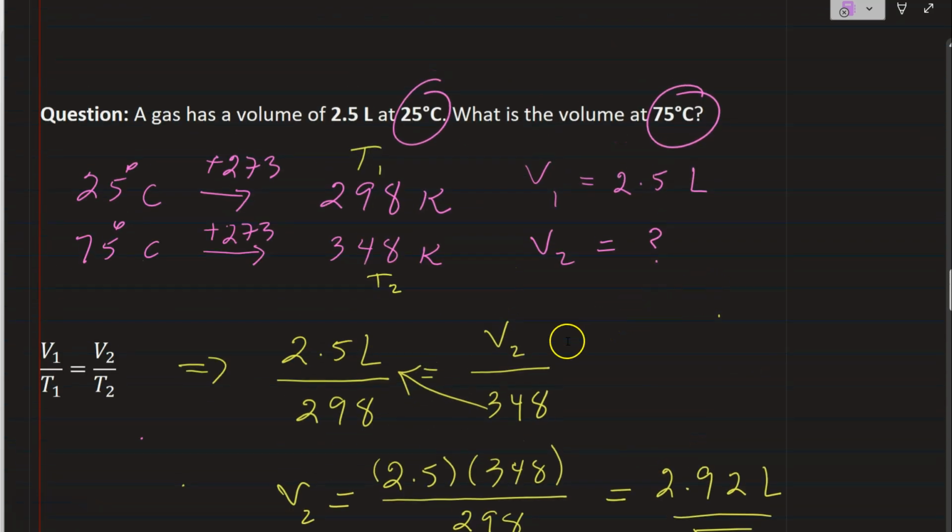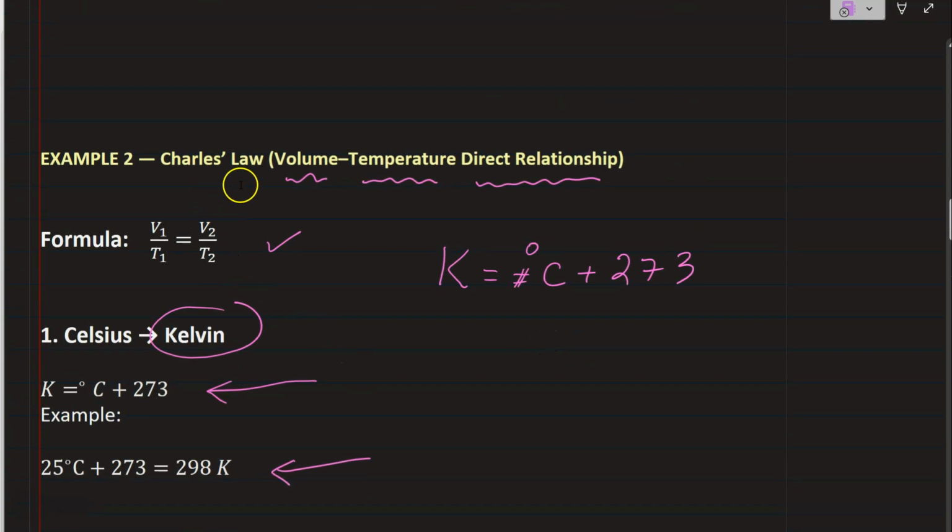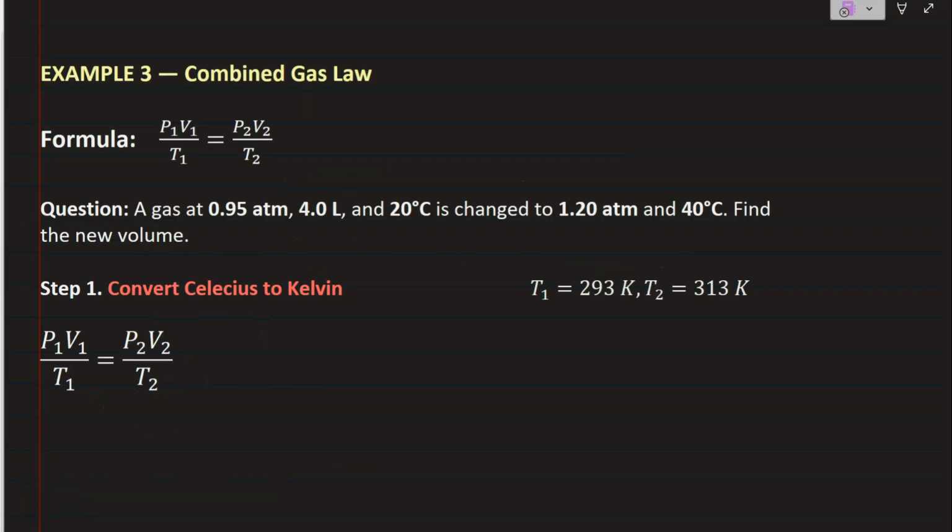So this was an example of Charles' law, where volume and temperature are directly related to each other. Volume goes up, temperature goes up. Volume goes down, temperature goes down, and vice versa. All right, let's look at another example and another law. This is a combination of the two laws, Charles' law and Boyle's law.